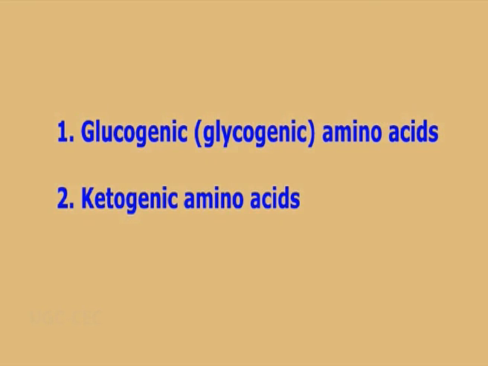Number 2 is ketogenic amino acids. This kind of ketogenic amino acids are catabolized to precursors of lipids. Catabolism of these amino acids yields acetyl-CoA and acetoacetyl-CoA, which leads to synthesis of ketone bodies.